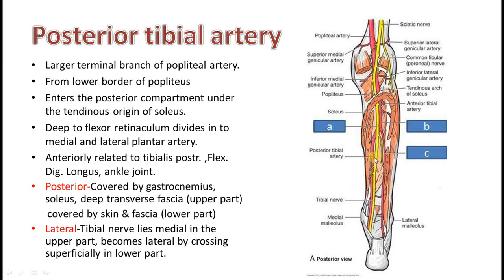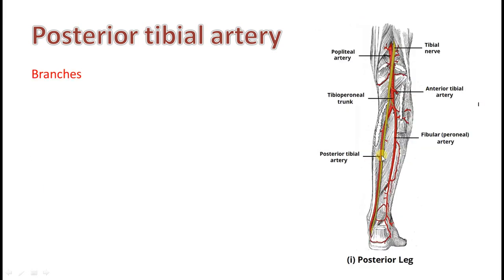Laterally you see the tibial nerve, but in the lower part it again crosses from the lateral to the medial side by crossing superficially. So laterally you have the tibial nerve, posteriorly gastrocnemius, anteriorly you have the tibialis posterior.